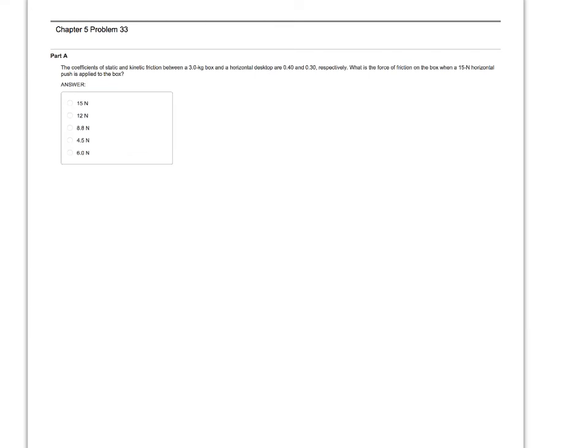Moving on to my next one, I'm given the coefficient of friction between a box and a desktop, and we want to know what is the force of friction when a pushing force of 15 newtons is applied to the box. For my free body diagram, I have my normal force acting up, my force of gravity acting down, I have some pushing force, and I have the force of friction.